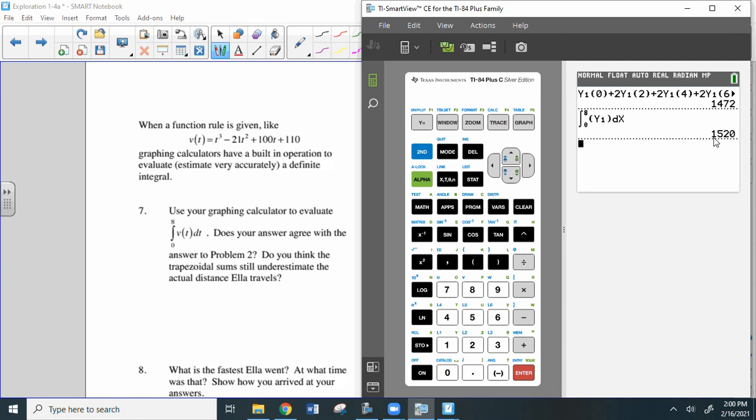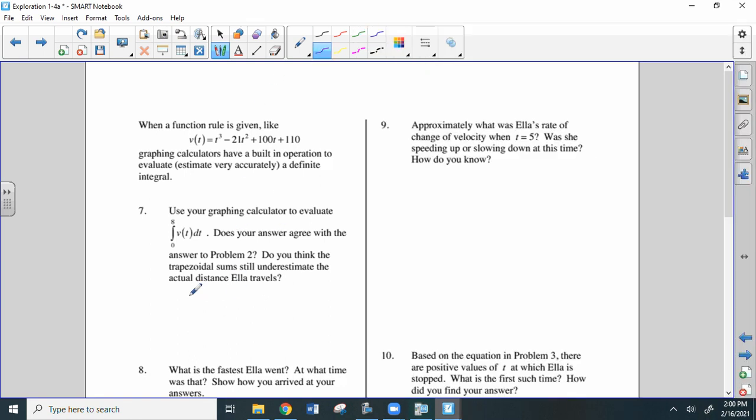1,520, and I don't know how we got so lucky with our first approximation. We got pretty darn lucky. I guess I did a really good job approximating by saying 60.8 squares, all right.